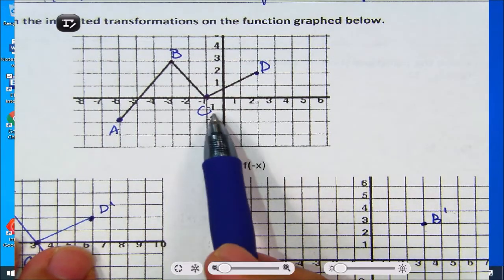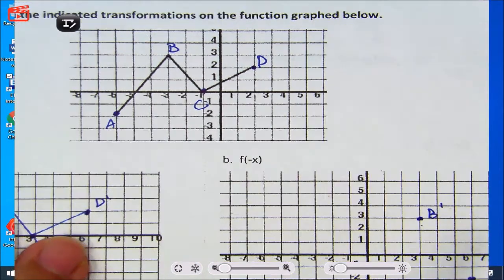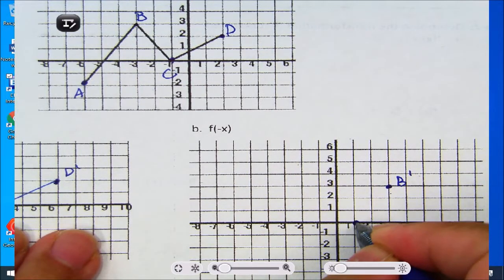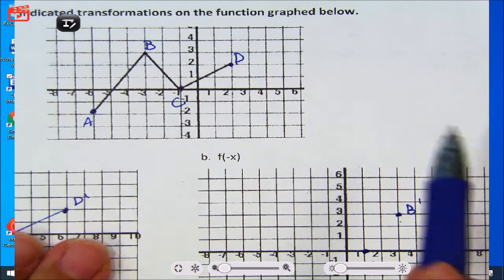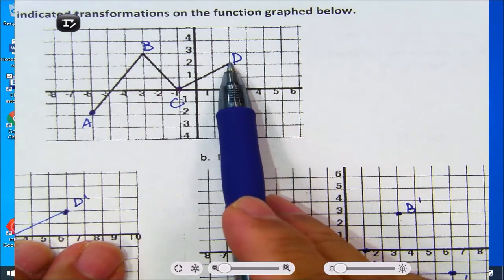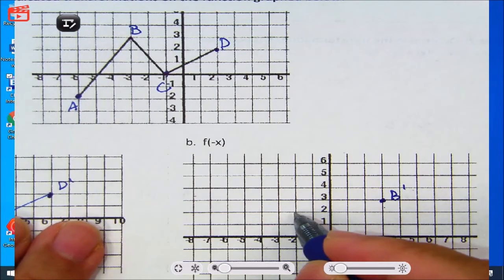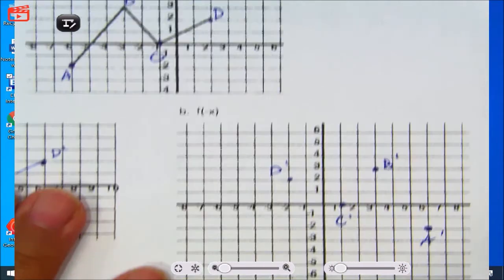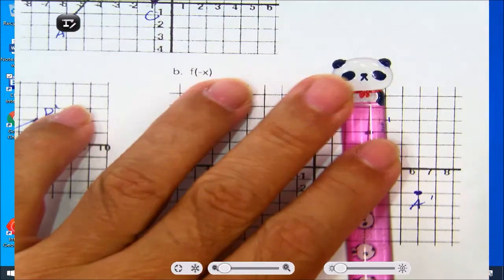And then C is at -1, 0, so where does it go? Positive one. There you go. Now D is +2, +2, so where does that go? -2, +2, right? Only the x sign changes. All right, let's connect.